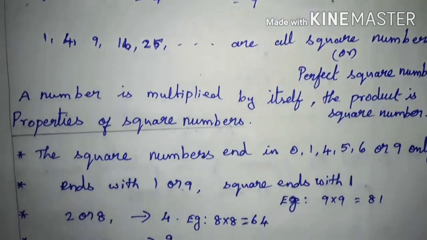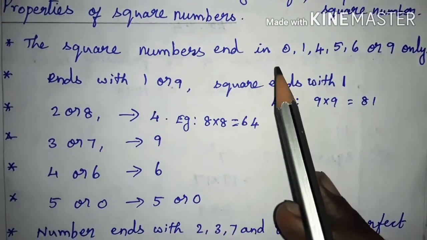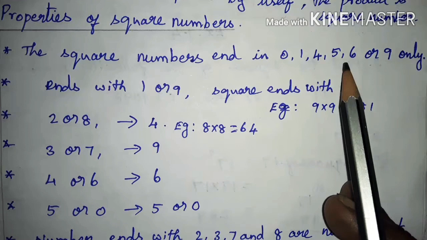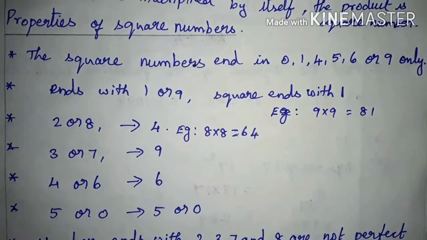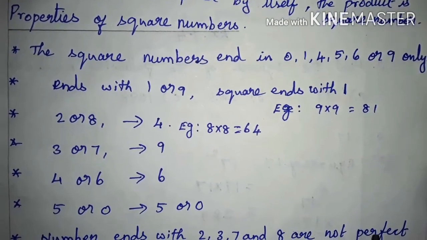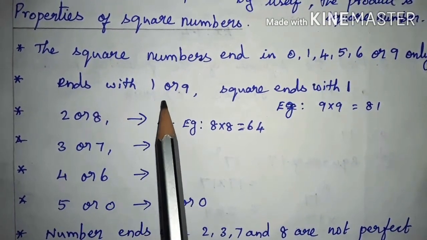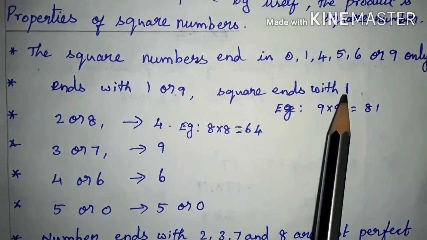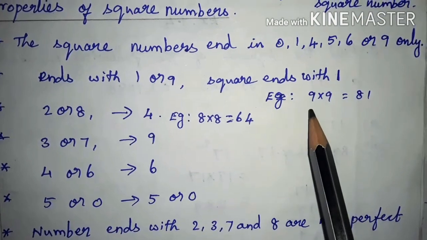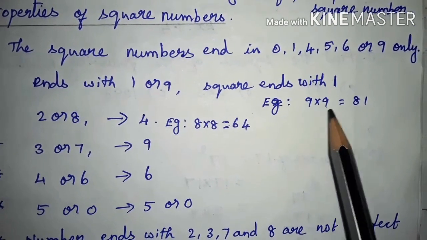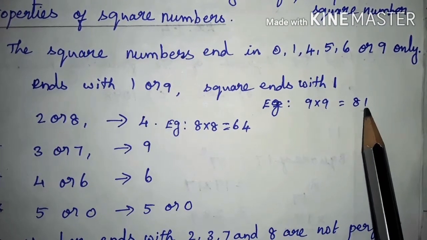Here are some of the properties of square numbers. First property, square numbers end in 0, 1, 4, 5, 6 or 9 only. For the other numbers, if a number ends with 2, 3, 7 or 8, it is not a perfect square number. The next property, if the number ends with 1 or 9, then the square ends with 1. For example, if you take the number 9, its square, 9 into 9, gives the product 81. Here it ends with the number 1.